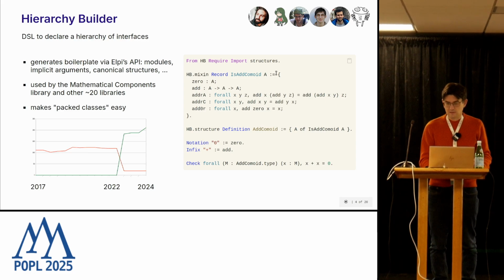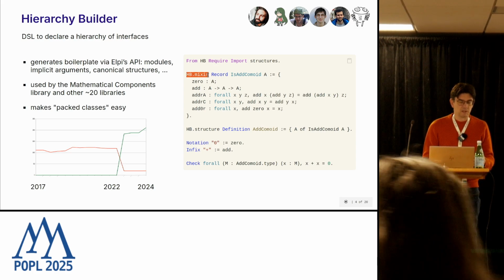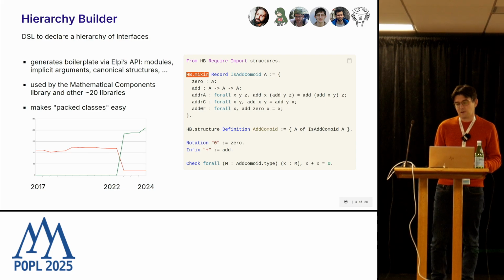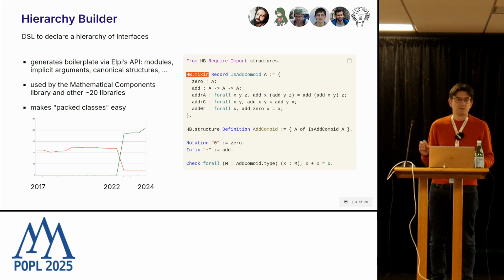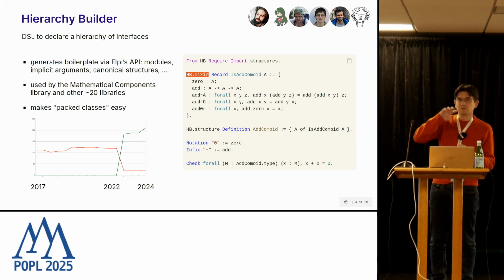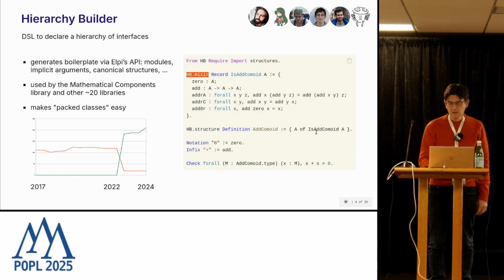Just to help you read the snippet here, HB.mixin is the name of the command that is implemented in LP, while the record declaration is an argument to the command, and the command is registering this piece of interface into its database. Then later one can assemble these pieces of interfaces into the nodes of the hierarchy that we call structures, as I do here. And then one is in business.